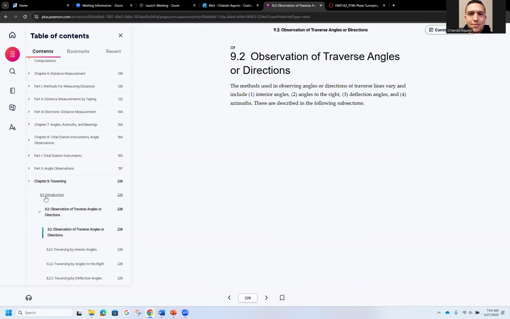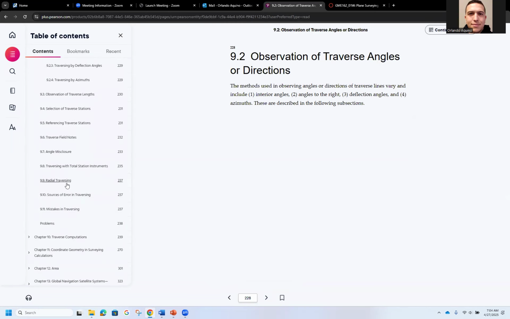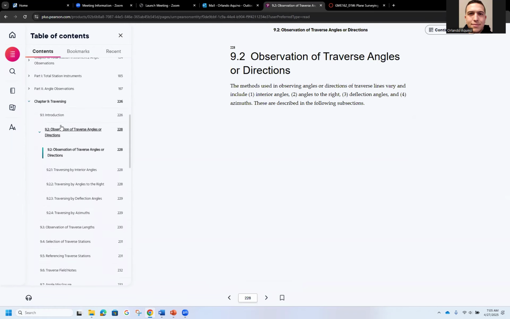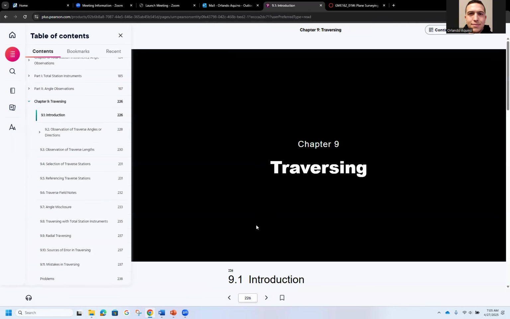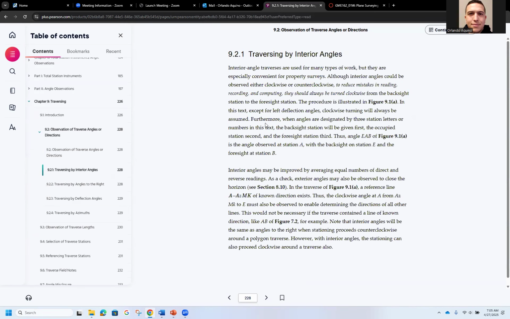Let's just find... nice, easy... traverse computations, that's going to be the second part. Oh no, they don't have it, dang it. All right, here we go.